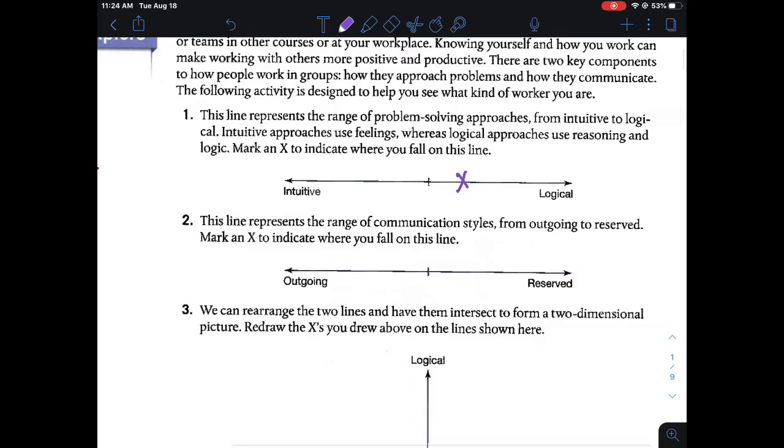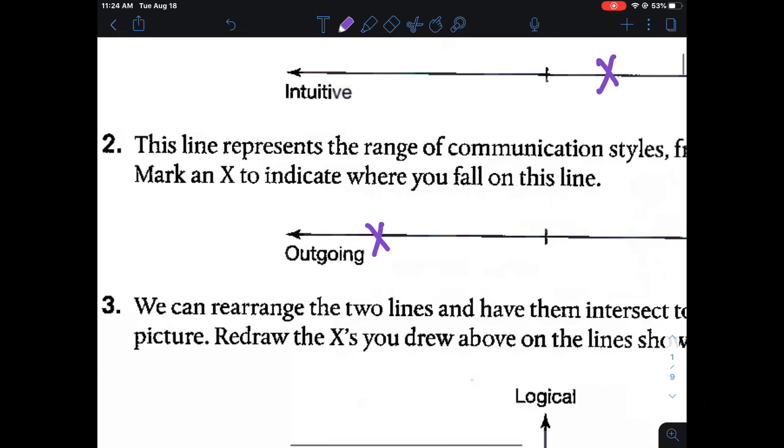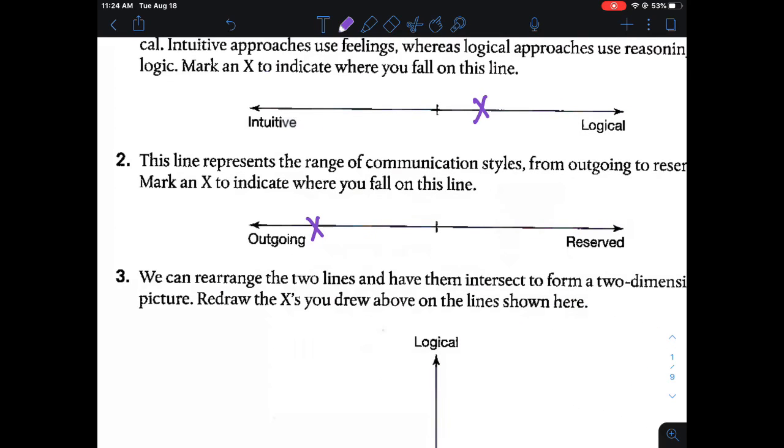Question number 2. This line represents the range of communication styles from outgoing to reserved. Mark an X to indicate where you fall on this line. I am most of the time an outgoing person. Occasionally, I do get shy and don't really want to talk. So my X is pretty far over on the outgoing part, but not all the way maxed out.